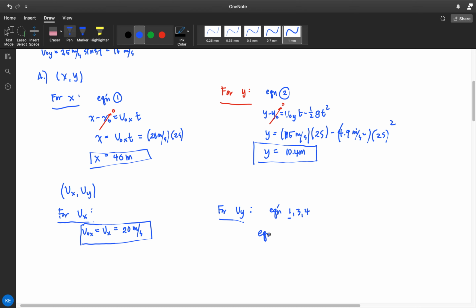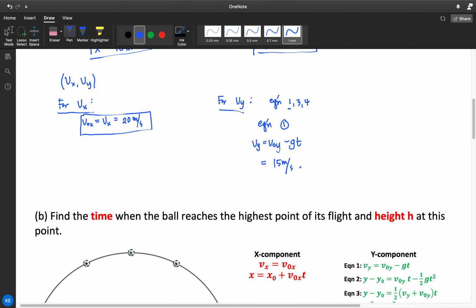So using equation 1, for the y component, you'll have Vy is equal to Voy minus Gt. So you'll have here 15 meters per second minus 9.8 meters per second squared times 2 seconds. So that would be negative 4.6 meters per second. Okay, that would be your Vy.